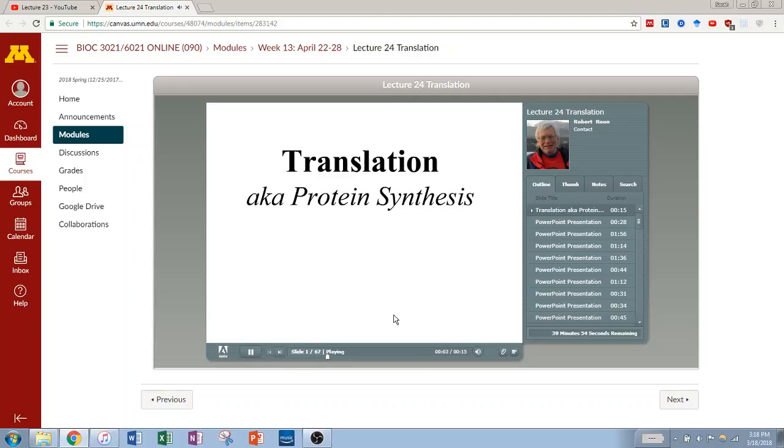Translation, also known as protein synthesis, is the mechanism in which the nucleotide sequence of information in messenger RNA is used to produce the amino acid sequence of a protein.